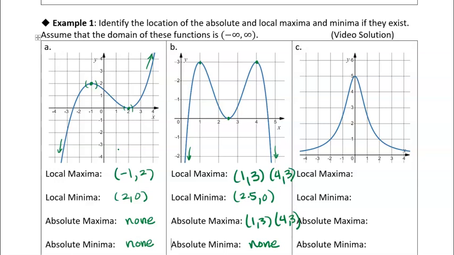Now, local maxima. Well, you can see this point is higher than any of the points near it. So we're going to call that point at 0, 5 a local maximum.